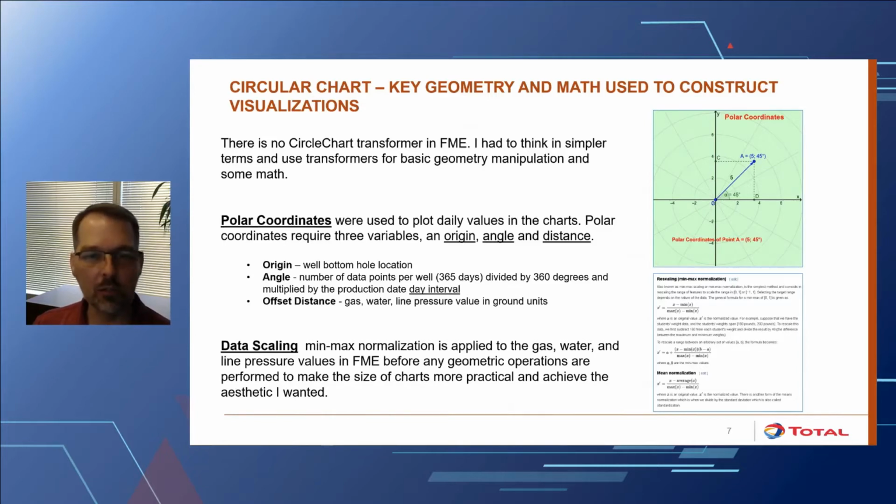The origin used the bottom hole location. The angle was translated from the production date, day interval. The offset was the production volume used as distances in ground units. But before I could do any geometry operations, I had to do some data scaling. We used min-max normalization. Scaling was necessary to make the overall size of the charts more practical, given the typical well offsets in the Barnett Shale.